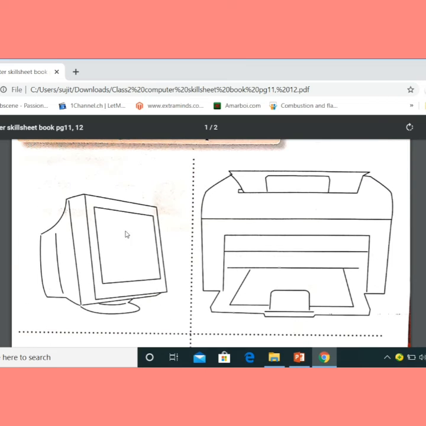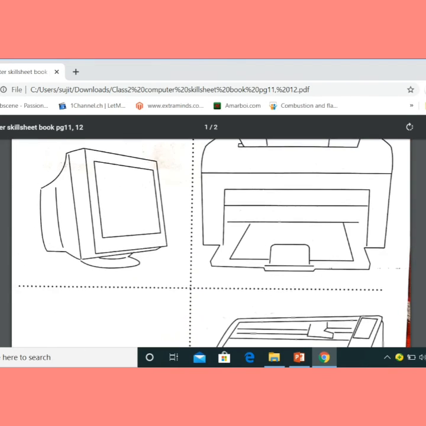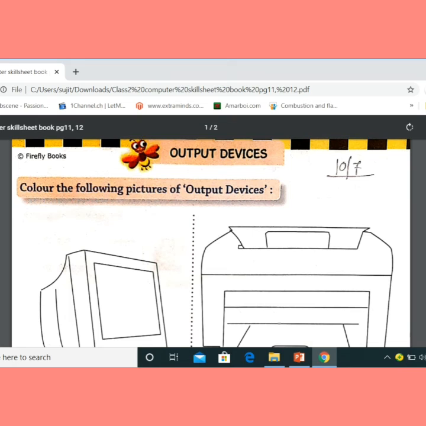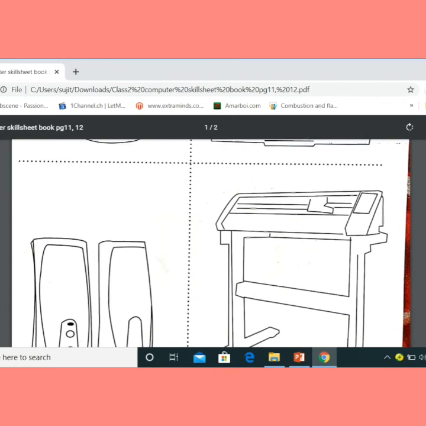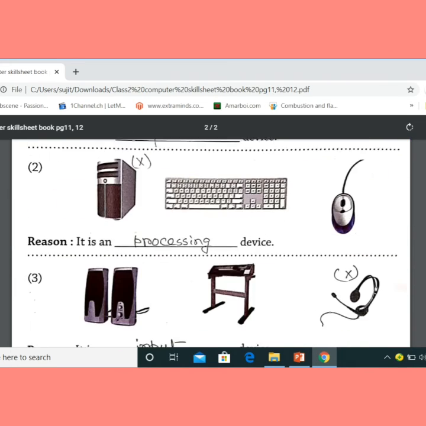The first picture is of a monitor. The second picture is of a printer. The third is a speaker, and the fourth is a plotter. So all four devices are output devices. You can give any color to these four devices. This is page number 11 of your skill sheet book. Now come to page number 12.